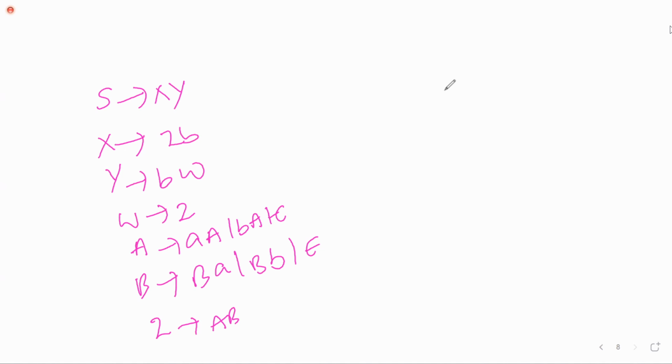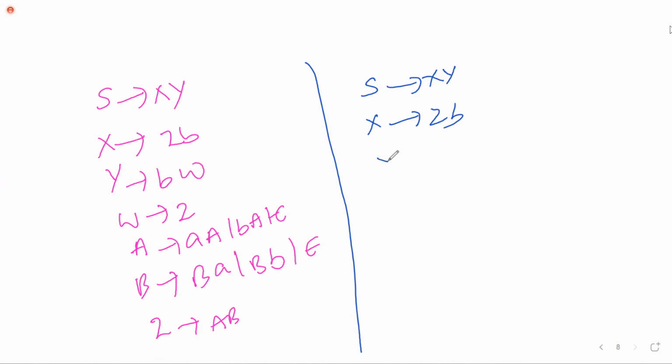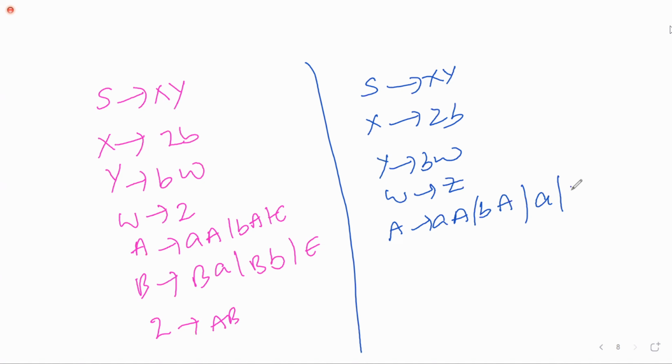First, which one will you remove? Epsilon productions. Do you have any epsilon production? X tends to ZB, no. Y tends to BW, no. W tends to Z, no. A tends to AA, no epsilon production. BA, no epsilon production. But A tends to epsilon, so you have to substitute in place of A. Then what will you get? If you substitute here, you will get B.